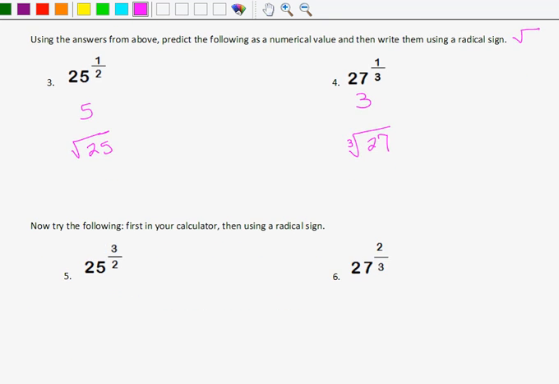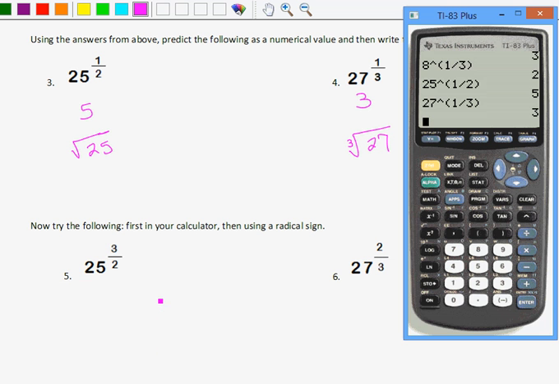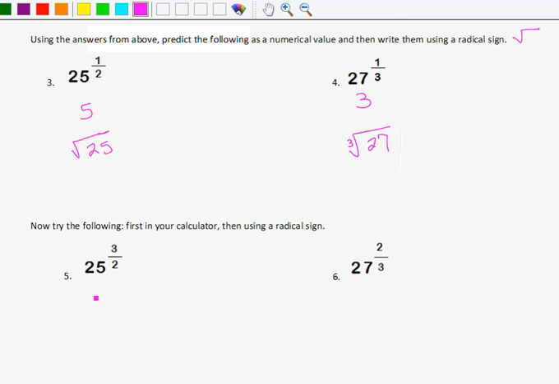Okay, now we have something a little bit different because here our numerators were 1. Now we actually have a number there. So now we're supposed to try the following, first in our calculator, then using a radical sign. So let's see what 25 to the 3/2 is. Not just 1/2, but the 3/2. 125. Okay, so let's figure out what that means. We know that 25 to the 1/2 is 5. So what did they do to 5 in order to get to 125?